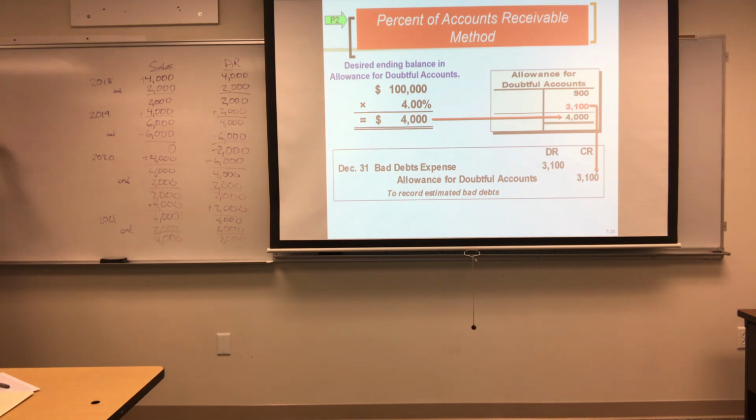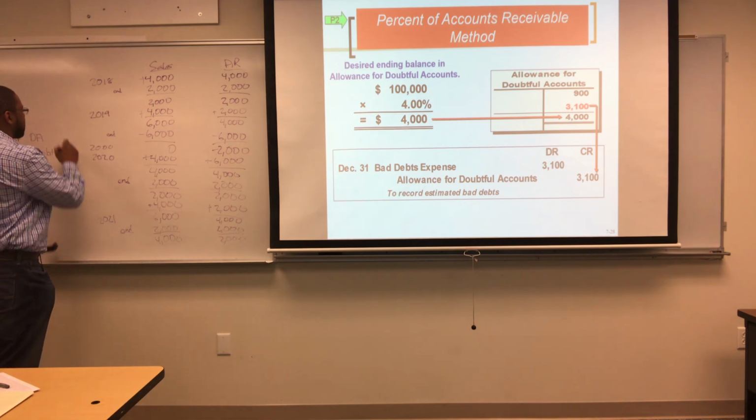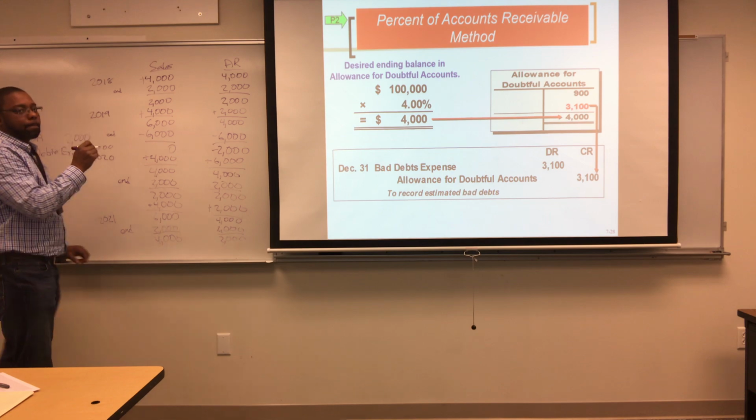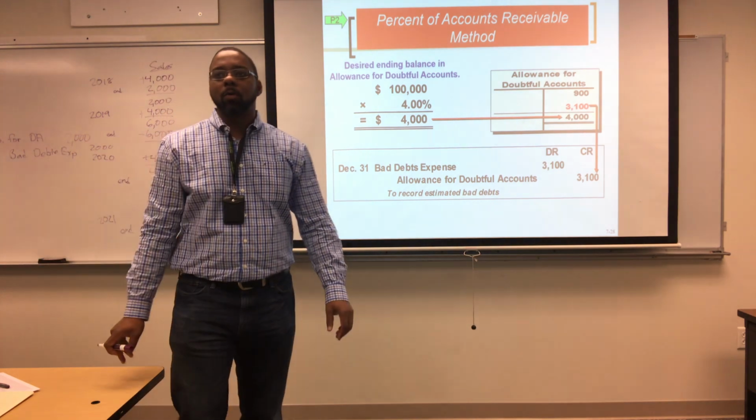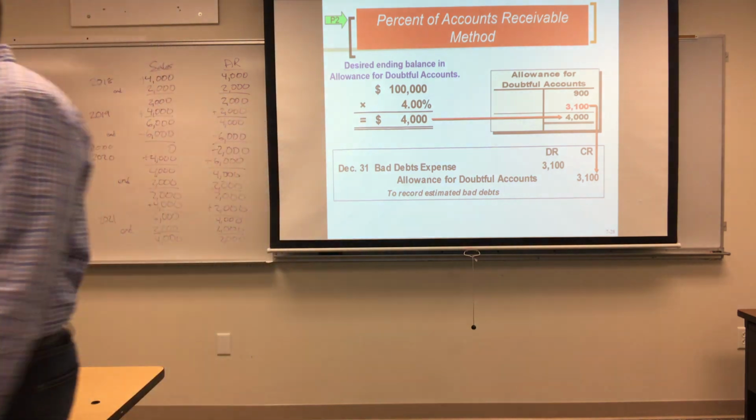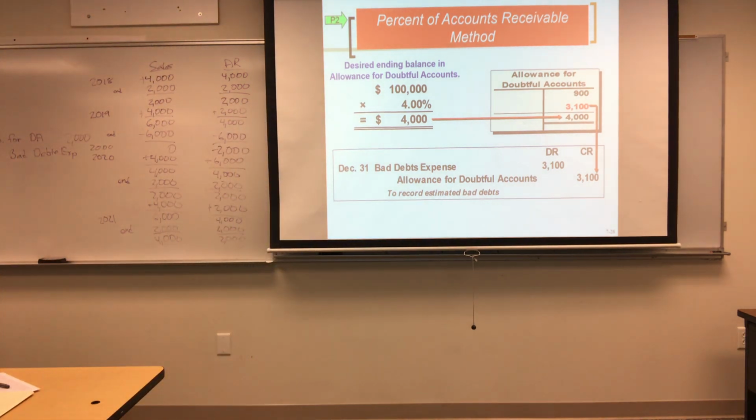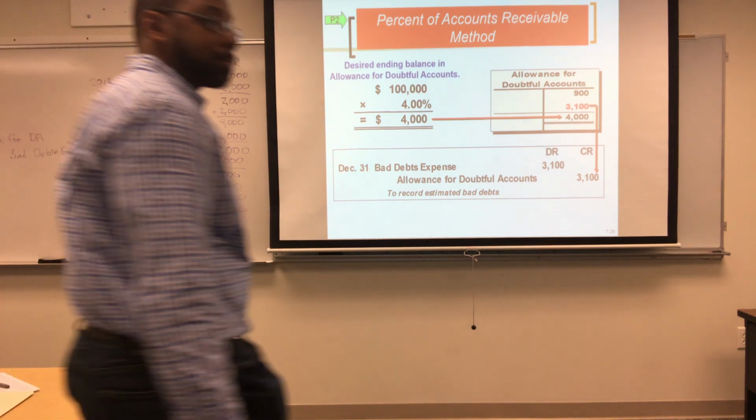Debit allowance for doubtful accounts. And credit what? Credit your bad debt expense. What have we done here? What is a credit to a bad debt expense? Scholars? One word. What's a credit to bad debt expense? Revenue. Fantastic. Revenue.